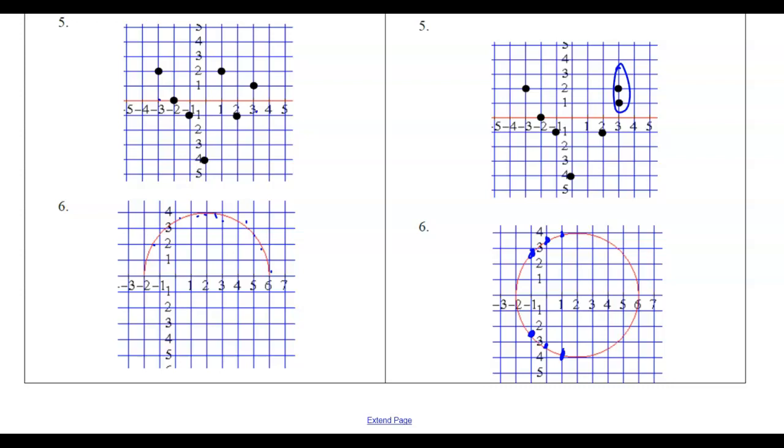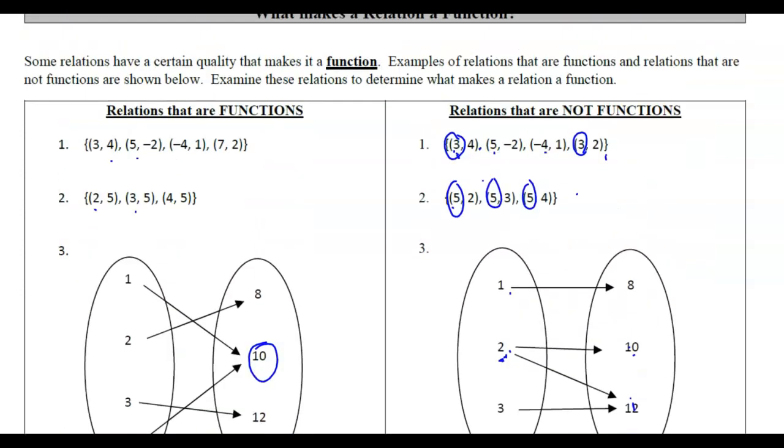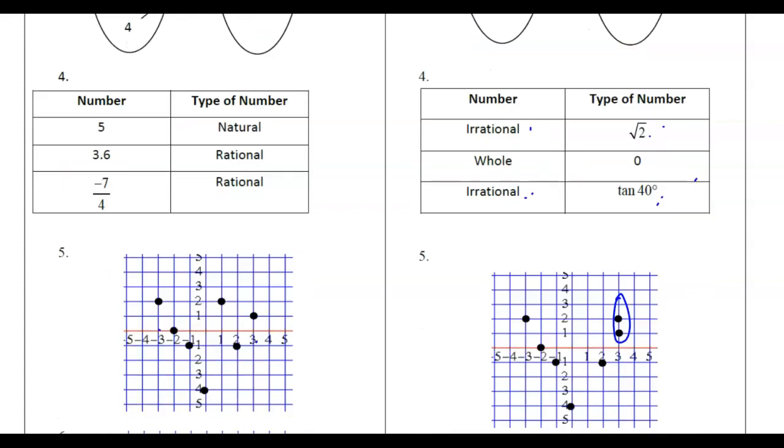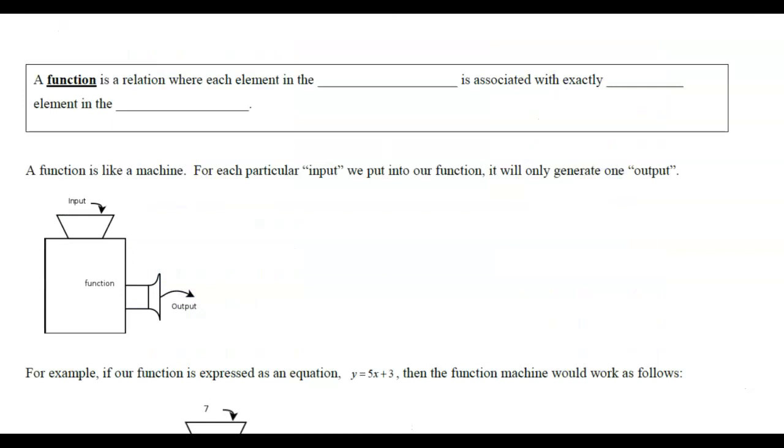So that's really what it comes down to. For every domain value, there's only one range value. So you can easily see if it's not a function by looking for repeated x's and different y's. Saying that can't be how you define it. You need to say for every domain value, there's only one range. So a function is a relation where each element in the domain is associated with exactly one element in the range.